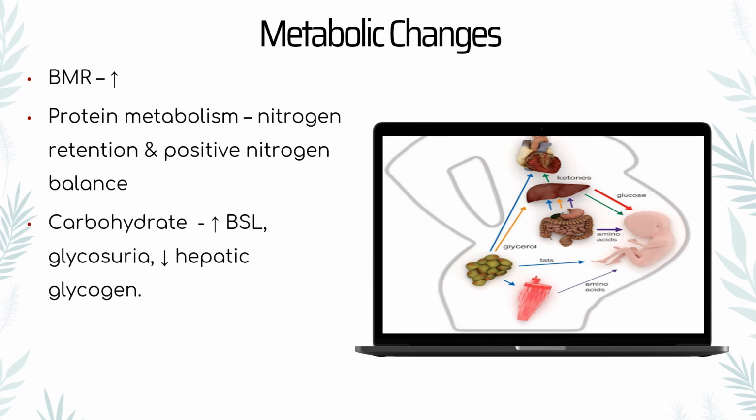Carbohydrate metabolism. The blood glucose level increases due to rapid absorption from the gut. Glycosuria is a common occurrence due to increase in the glomerular filtration rate and decrease in the renal threshold for glucose. And then hepatic glycogen level decreases.